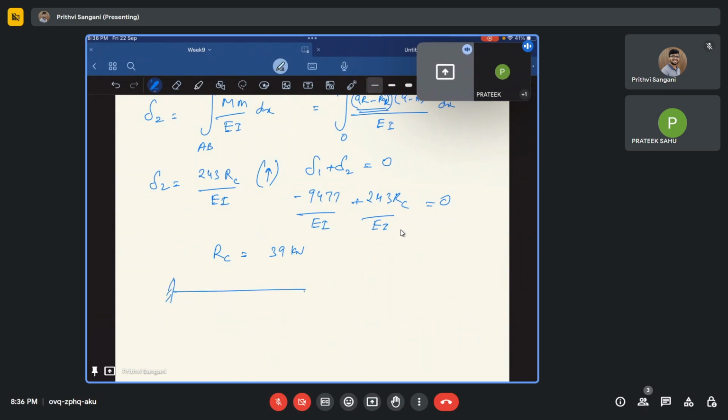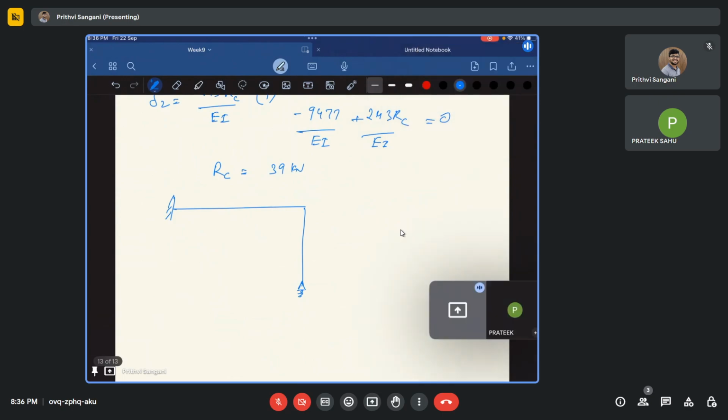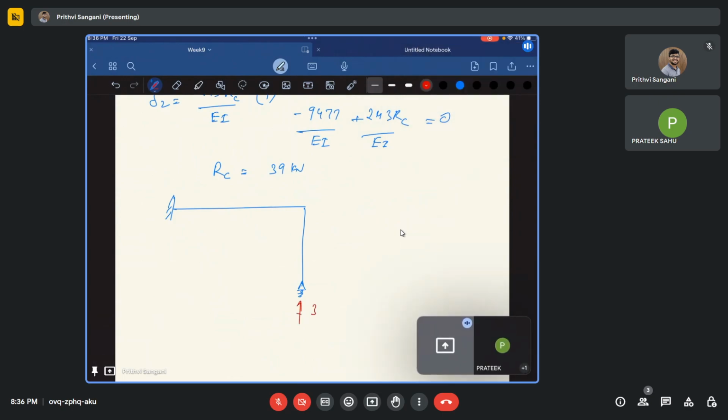This is my question again. This is my RC, and we have got RC as 39 kilonewtons. What about the UDL? 8 kilonewton per meter is my UDL, and this is my 4 kilonewton per meter. If this is 39, this has to be 33 because the total is 72, and this will be 24 kilonewtons, and this is going to be 45 kilonewton meter. Okay, this you can verify.